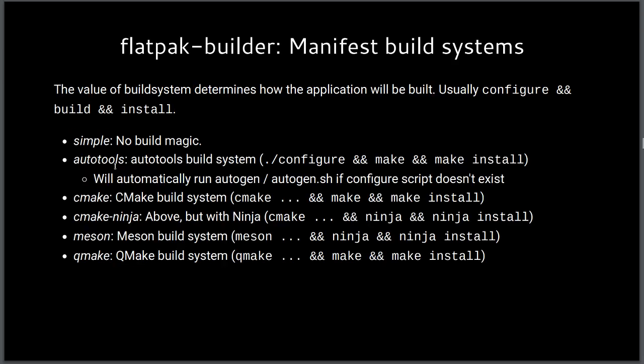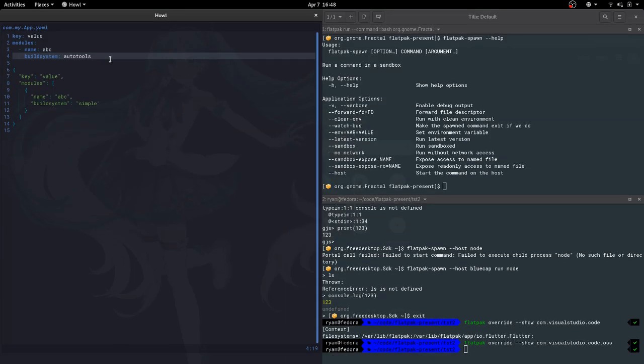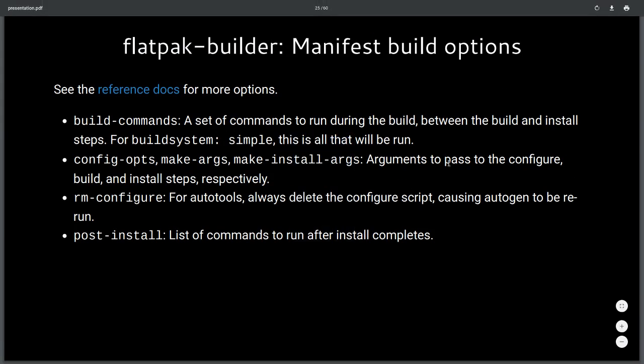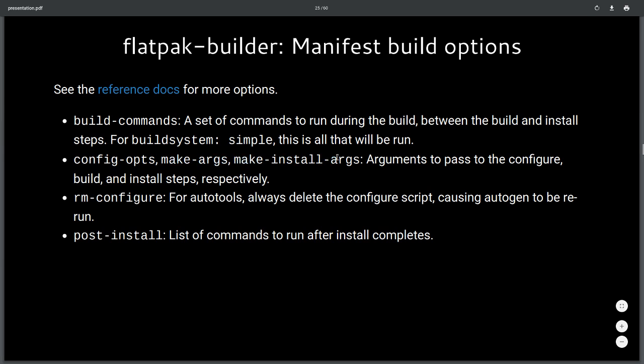for all of these except simple, use these options: config-opts, make-args, make-install-args, which would look kind of like this. Config-opts --enable-foo, make-install-args EMIT_SOMETHING=1. And these are basically lists of arguments that will be passed to configure for config-opts. For make-args, make-install-args, they're passed to make install. If you have Ninja, then these will be passed to Ninja and Ninja install. For CMake, Meson, QMake, config-opts will be passed to whatever is the configuration step.